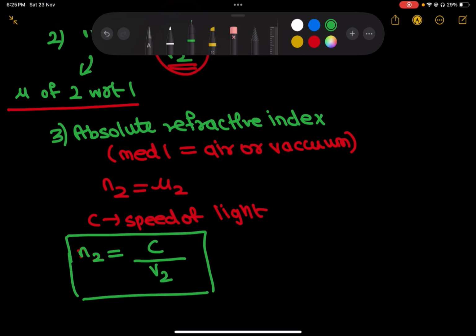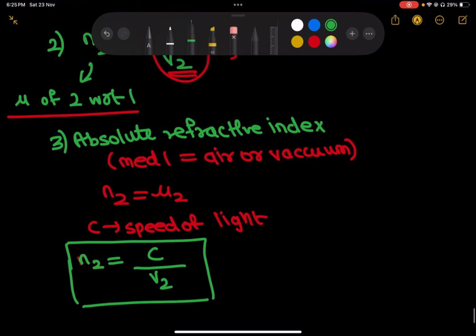Is this a different formula from the second one? No, the same formula, it's just an application, because here we just write N2. If it was N2 with respect to 1, that means V1 upon V2, but here V1 is C, so we have written C upon V2. Simple, very simple. We just cut the 1 here. It's a different representation basically, nothing else. The absolute refractive index of a medium is usually just called the refractive index of that medium.